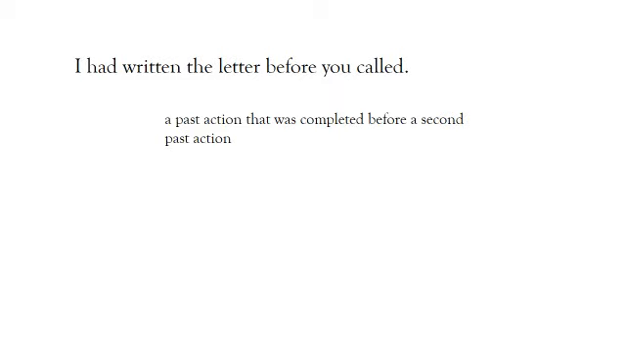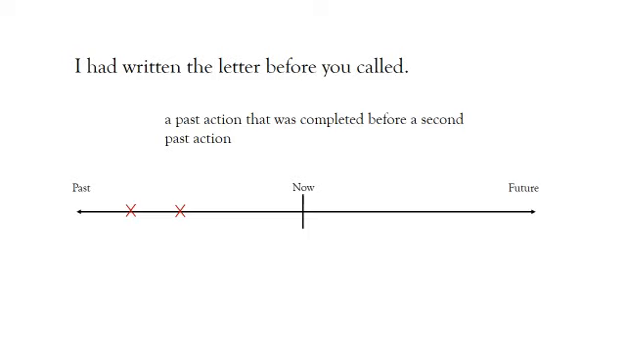So a past action that was completed, which is writing the letter, was completed before a second past action happened. The second past action is you calling. So by the time you called me, I had written the letter. On the diagram, two actions, both are in the past. The first one is the writing of the letter, and the second one is you calling. So by the time the second action happened, the first action had already happened.